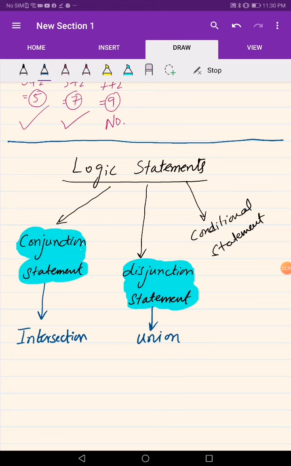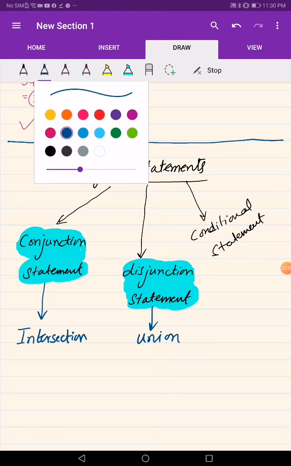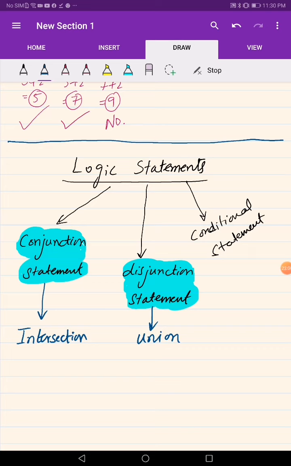Conditional statement is different from union and intersection. That is the if-then statement. Any if-then statement.